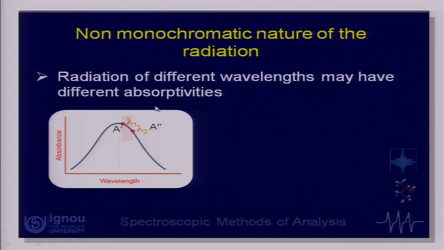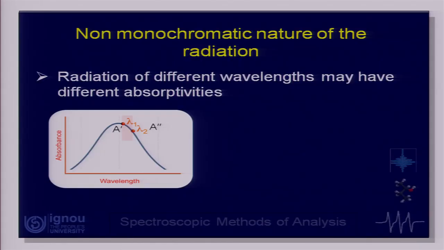Now, what happens is, if there are radiations of different wavelengths coming and falling onto the absorbing species, and this is just an indicative spectrum. Suppose this is the spectrum of the absorbing species, and let us say there are two wavelengths passing through it. One is at lambda 1, the second is lambda 2. Now, for this absorbing species, at lambda 1 absorbance is A prime, at lambda 2 it is A double prime. That means at two very closely related wavelengths we find that the absorbance values are fairly different.